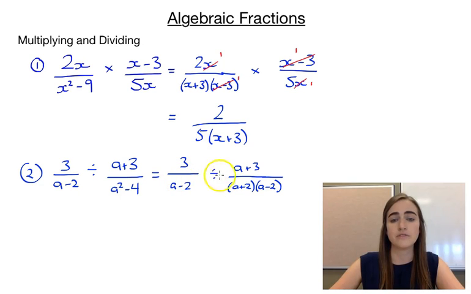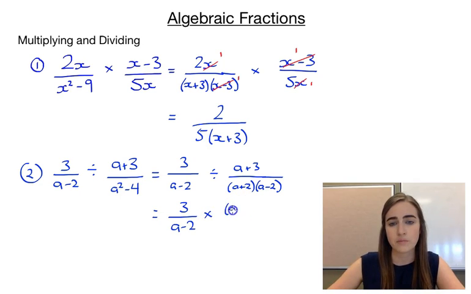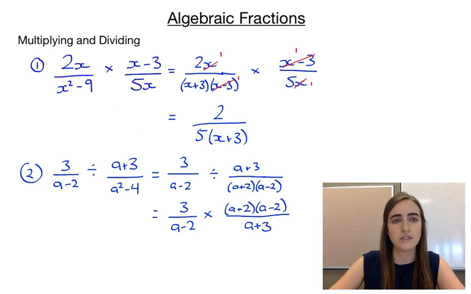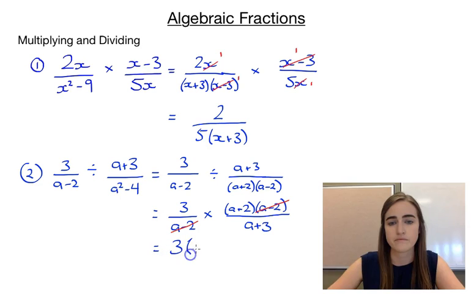Okay, so we can't cancel anything yet because we're not multiplying yet. So when we divide by a fraction, what we do instead is we multiply by the reciprocal, which means we flip this second fraction upside down. So we're going to have 3 over a minus 2 times a plus 2, a minus 2 over a plus 3. So now we can cancel if there's anything that cancels on top and bottom. So this a minus 2 up the top here, that can cancel with this a minus 2 down the bottom. So then if we multiply across, we're going to have 3 times a plus 2. And in the denominator, we've just got an a plus 3 there.